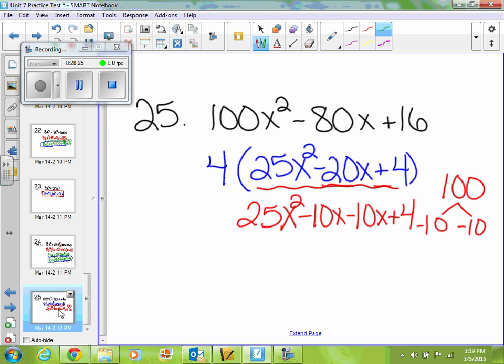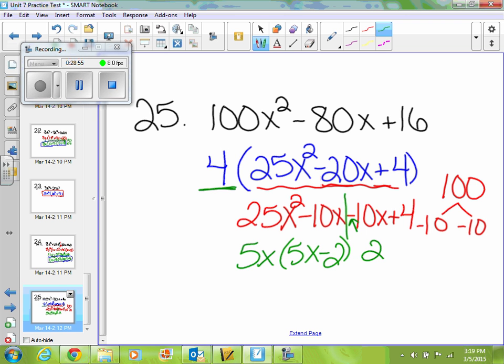Alright, Connie, what do I do when I have 4 terms? You split it in half. Split it in half. And I'm ignoring this 4 for now. Keep that in mind. I haven't forgotten about it. I'm just ignoring it. Okay, what goes into 25x squared and 10x? 5x. So 25x squared divided by 5x is 5x. And 10x divided by 5x is 2.